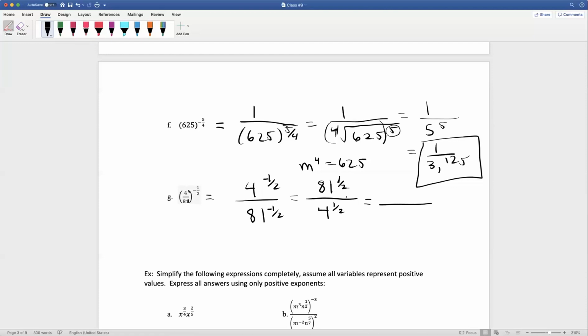This is the same thing as saying 81 to the 1/2, remember exponent of 1, index of 2, you don't have to write the 2 there. Same thing with 4 to the 1/2, we have a base of 4, exponent of 1, index of 2. The square root of 81 is 9, and the square root of 4 is 2. So we end up with 9/2.